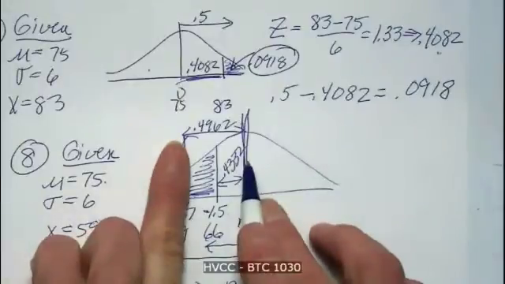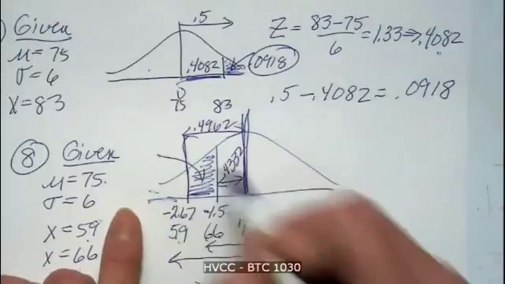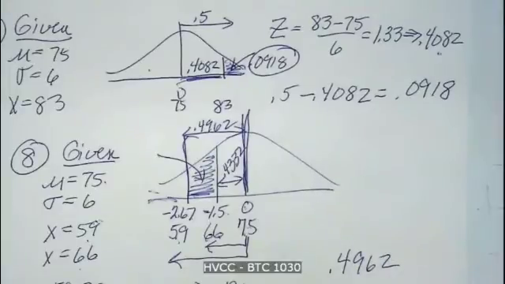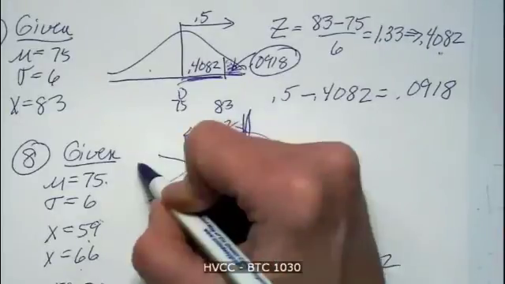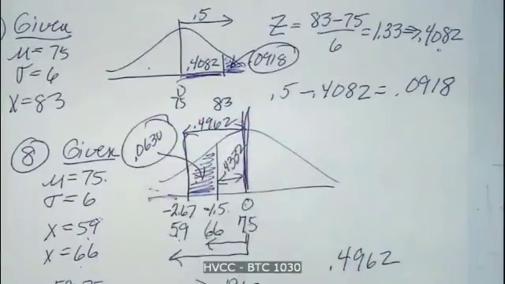I have the whole, I have the part. So how do I find that area? I subtract those two. When you subtract, 0.4962 minus 0.4332, you get 0.0630. So this area is 0.0630. This is my answer. Okay?